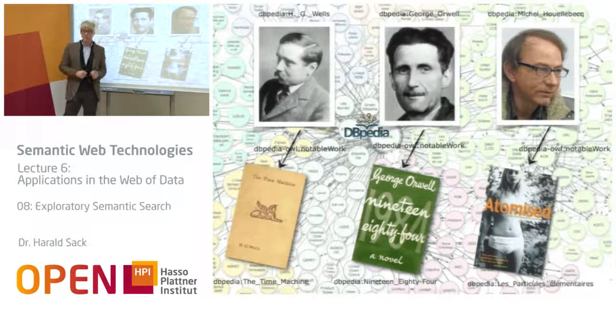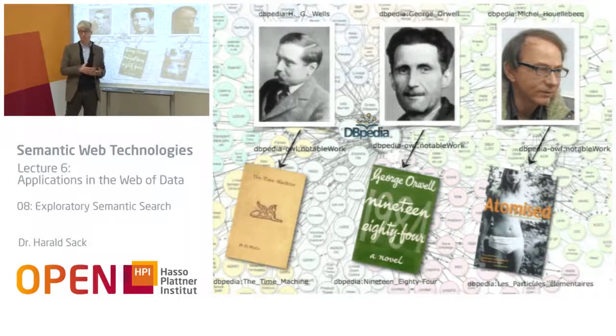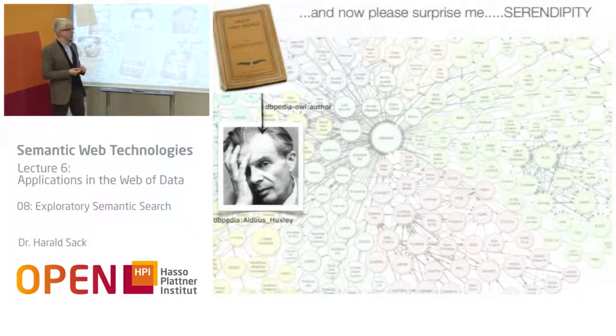But these answers were, let's say, quite obvious. What is interesting in exploratory search would be to make me a recommendation of something that is not too close to my original query. Because if it's too close, then maybe I know already all about it and I want to be a little bit surprised. So I'm looking for some kind of serendipity. So now please surprise me.